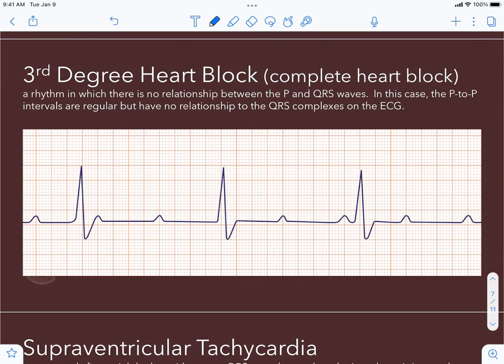Here's the third degree block. Now this is essentially when there's absolutely no relationship between the P wave and the QRS. So here's my little P wave, and then that's not doing anything. The electrical signal doesn't travel from the SA node to the AV node. There's a blockage there, and so consequently we might be getting atrial depolarization, but there's no way for the SA node to tell the AV node it's time to contract. So what are these? These are the AV nodes saying, hey, let's contract. And so it's the rhythm of the AV node that allows for those to be generated.